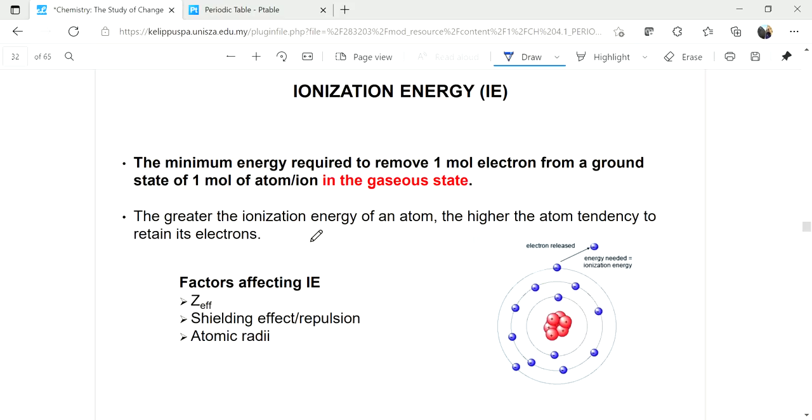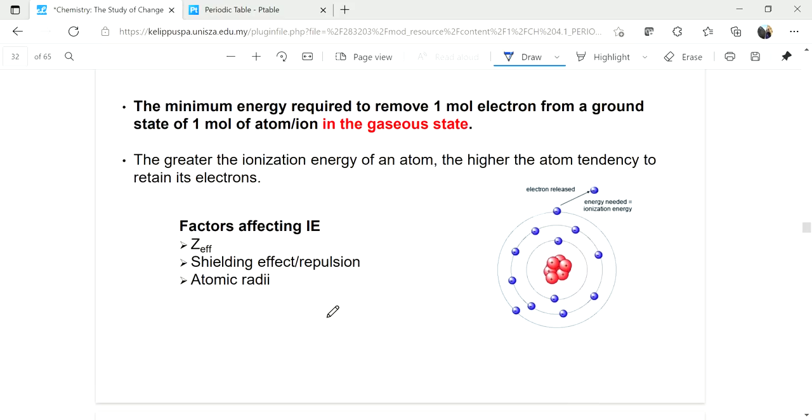The greater the ionization energy, the higher the atom tendency to retain electron. The higher the value of ionization energy, it means the harder for the electron to be removed, the harder for the electron to be released. So the factors that will affect the ionization energy are effective nuclear charge, shielding effect, and also the atomic radius.